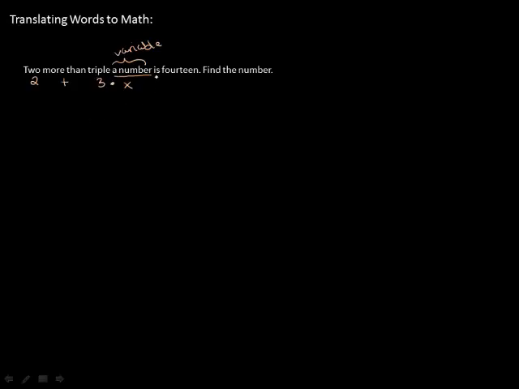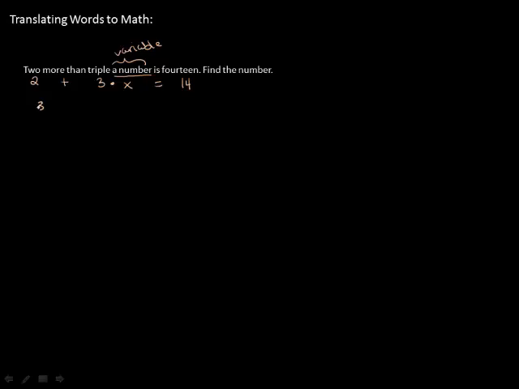So in order to translate words into math, we want to read the sentence carefully. So for example, if I have 2 more than triple a number is 14, find the number. Now, 2 more than, well, I know the word 2 is the number 2. More than, add, triple a number. Whenever I see the phrase a number, I'm going to throw in a variable. Triple is 3 times that number. Is means equals, and then I have 14.